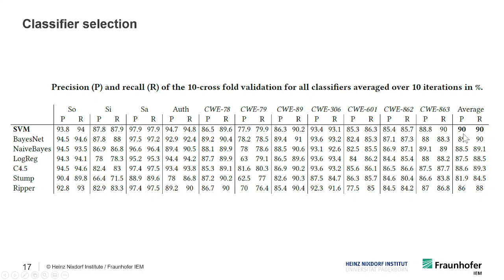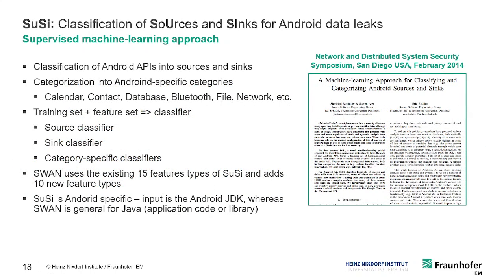Okay, so just another tool to mention. This was an earlier work, and it was also published in our group. It's called SUSI. It was kind of a motivation for SWAN. This work also works very similarly from a machine learning perspective. We also have classification of methods, and the focus here lies on Android APIs and only detection of sources and sinks.